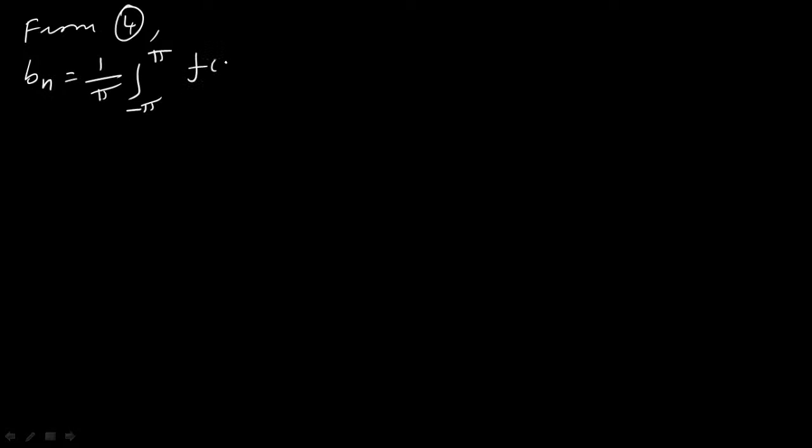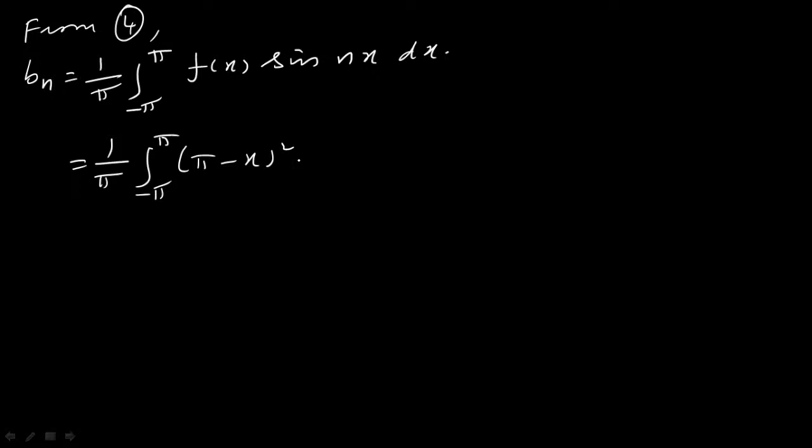Next, we calculate the value of bn from equation 4. We have the formula for calculating bn as 1 over pi integral from minus pi to pi f of x sin nx dx. Replace f of x by the given function, pi minus x the whole square sin nx dx. As usual, as I told you already, you can proceed by taking this function as u and this one as v and taking the limit as it is. You can find the value of bn.